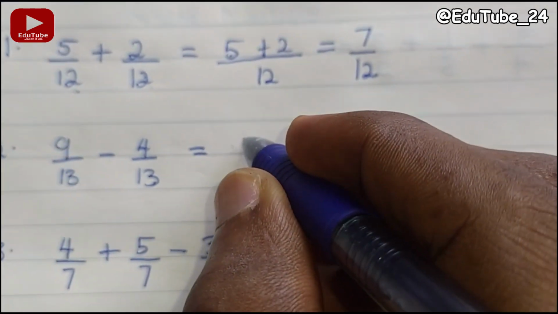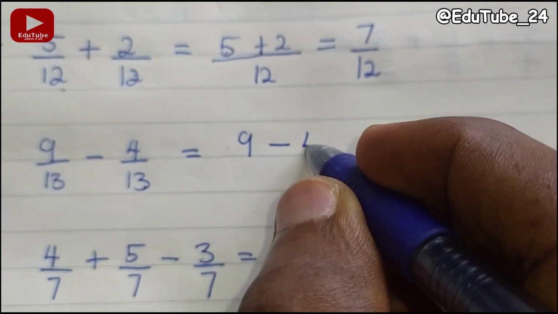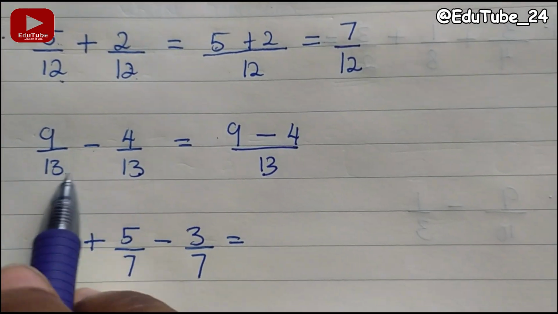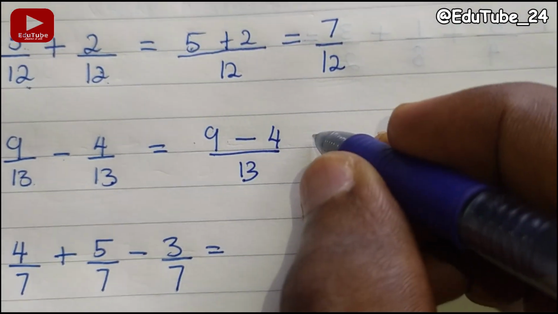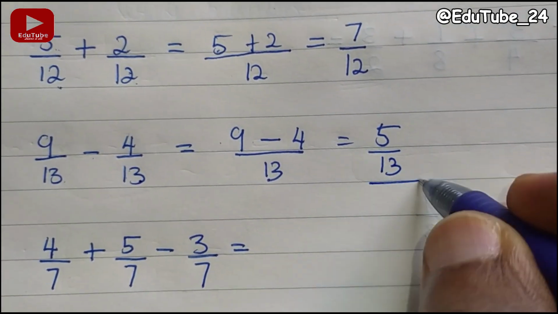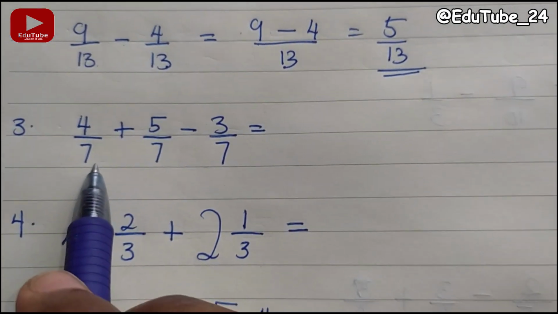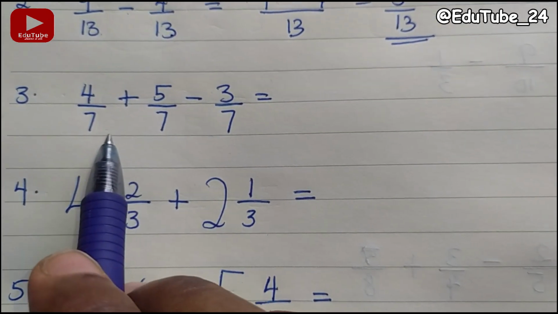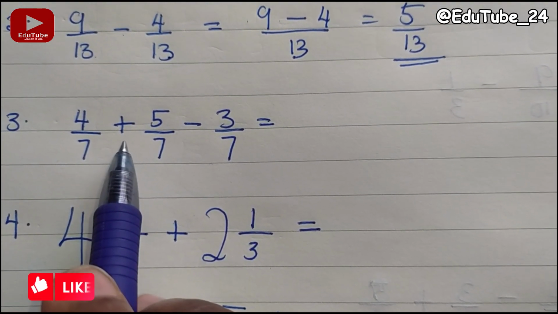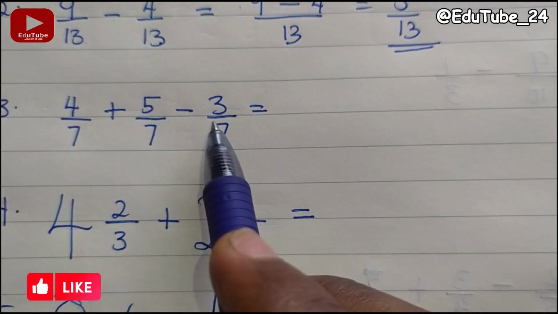So to do that, I will write 9 take away 4 out of 13. You can see I'm not subtracting the denominator. So 9 take away 4, that will give me 5 out of 13. And that is that. And then for example number 3, we have a mixed operation. A mixed operation is an operation that involves both addition and subtraction.